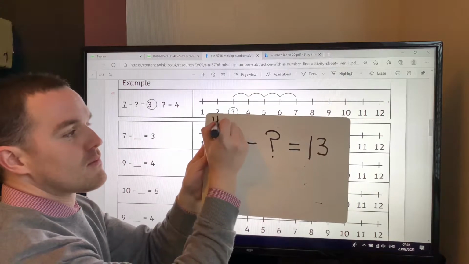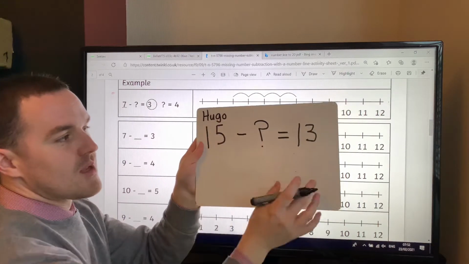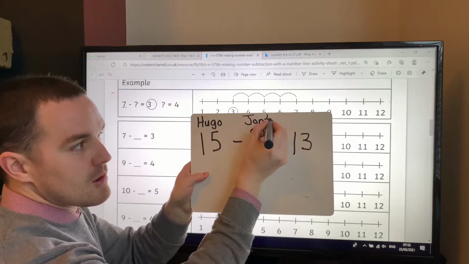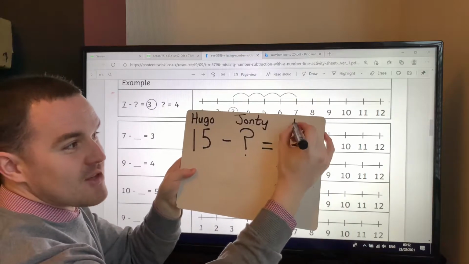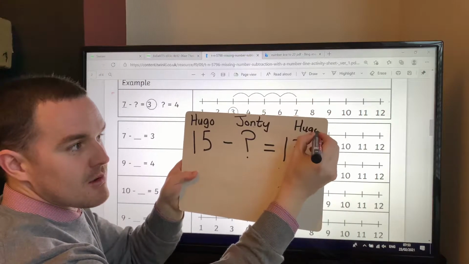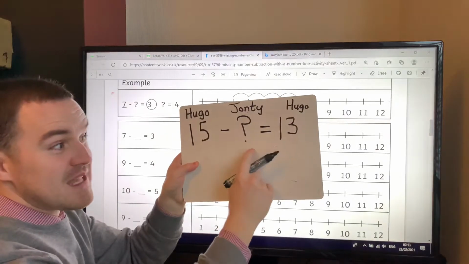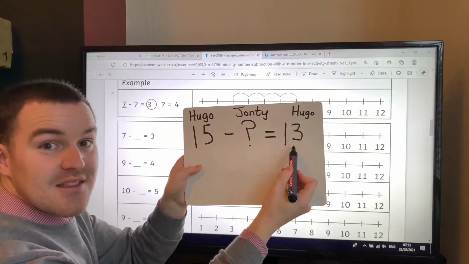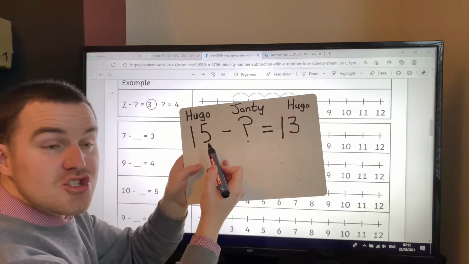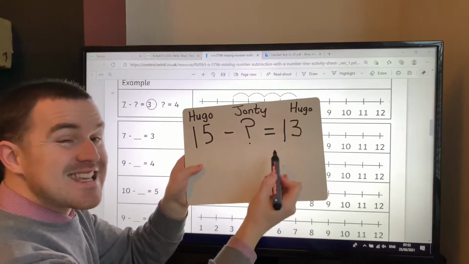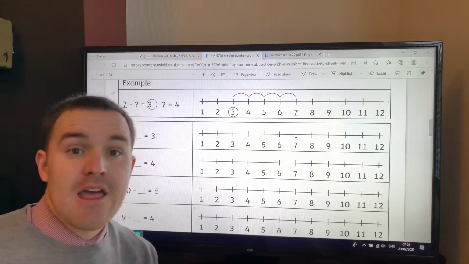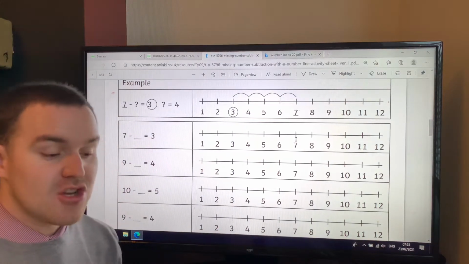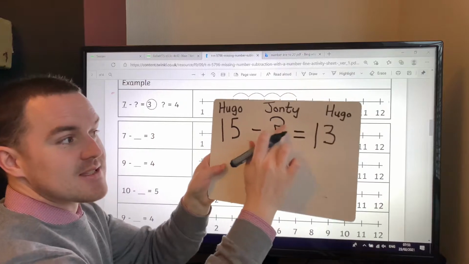This is Hugo. He gives away some sweets to Jonty, okay? And then Hugo only has 13 left. We want to find out how many Hugo gave to Jonty. How many he took away. So he wants to get from 13 that he has now back to where he started for 15. So you can count on from 13 to 15 and see how many more you need to add on. So let's do that. 13, 14, 15. So Hugo must have given Jonty 2 sweets.